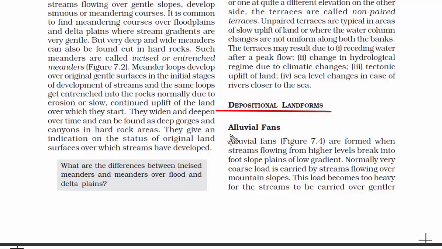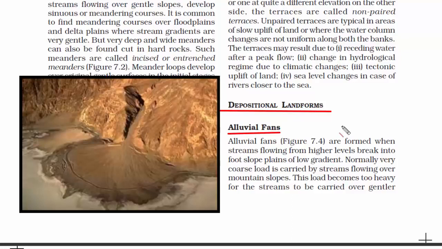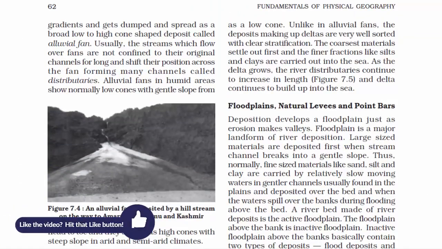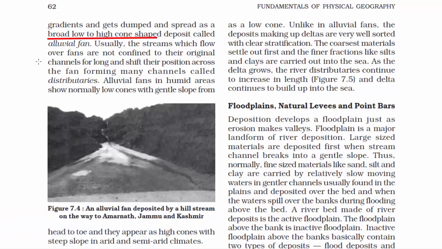The first depositional landform is alluvial fans. Now you must have seen these alluvial fans many times. It looks like this. When streams flowing from higher levels break into foot slope plains of low gradient, it takes the shape of a cone. Usually it occurs in mountain slopes or an area which is elevated, because that's how there will be a speed to the running water, and that's how sediments will be deposited on the foothill area. You will find many such alluvial fans in the foothills of the Himalayan range, because there the glaciers of the mountains melt and convert into river streams, and that's how alluvial fans are formed.